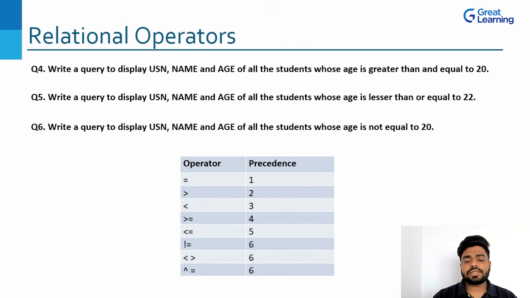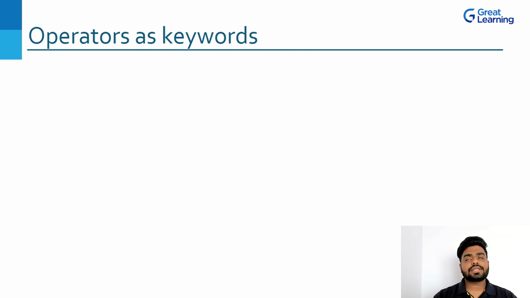Yes. So this is what is your precedence of operators. First we give precedence to equal to, then greater than, less than, greater than equal to, less than equal to, and it goes on. Correct? Operators as keywords. Now this is very important and this is why this topic was discussed.